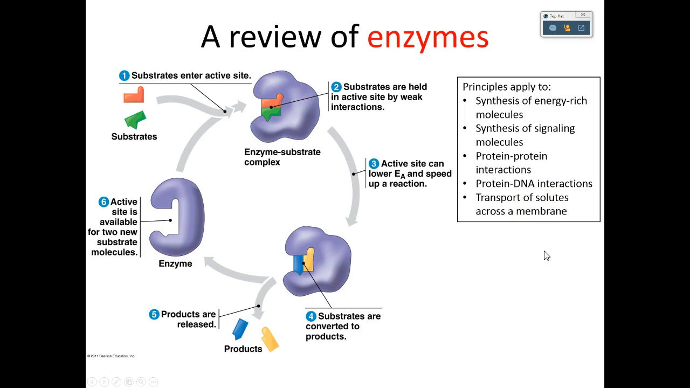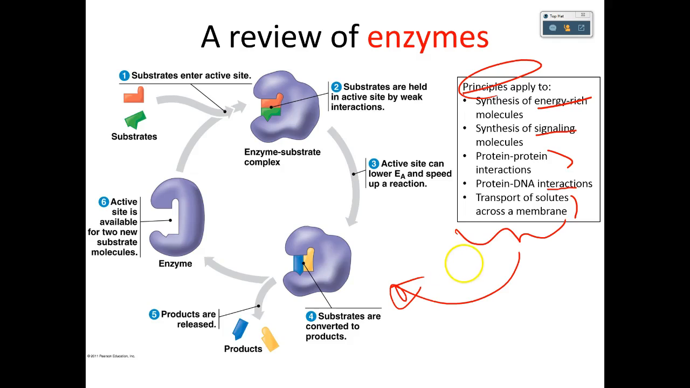So where we left off, talking about enzymes and how understanding enzyme kinetics can be important for many different principles that control things like the synthesis of energy-rich molecules like ATP, glucose from glycogen, and the synthesis of signaling molecules like small second messengers, like we'll be talking about today. Also important for understanding protein-protein interactions. This is key to most signaling events within the cell, and protein-DNA interactions controlling the expression of genes, and also for the transport of solutes across a membrane. So for all these processes, these basic enzyme kinetic principles can be applied.